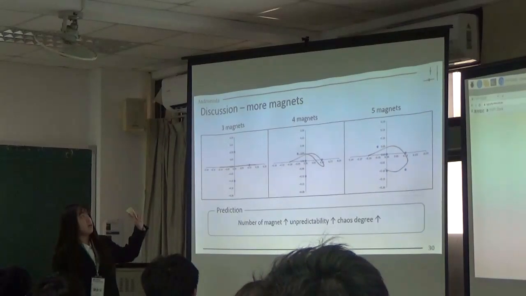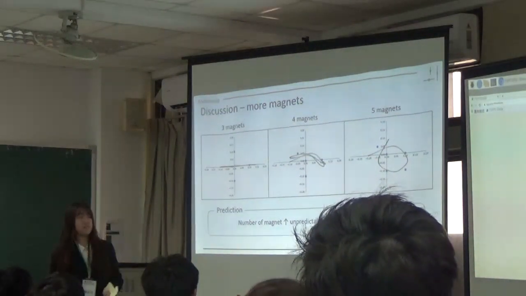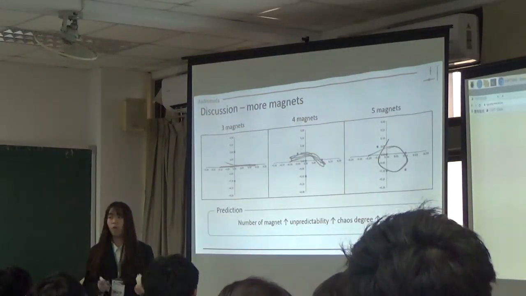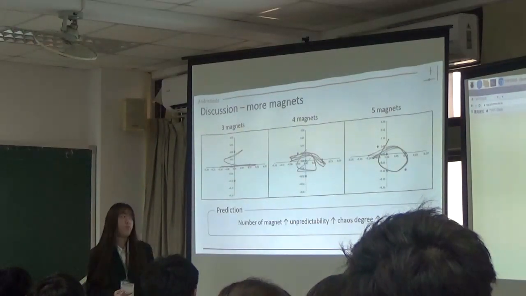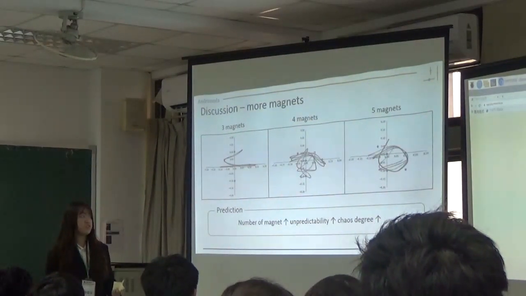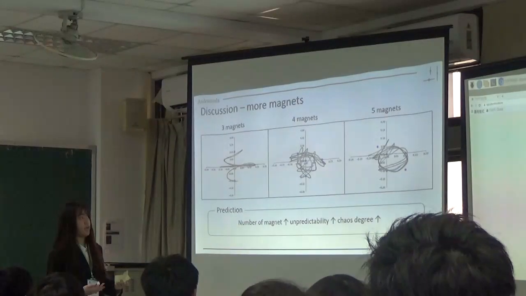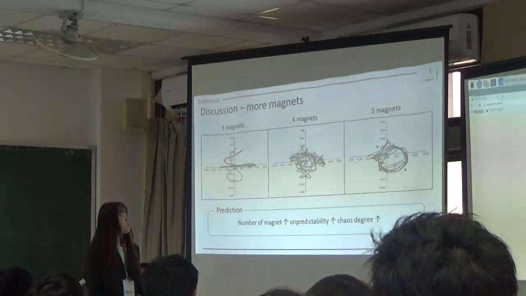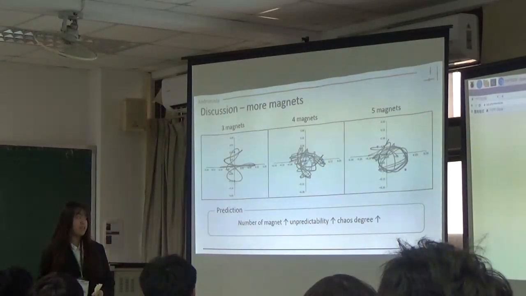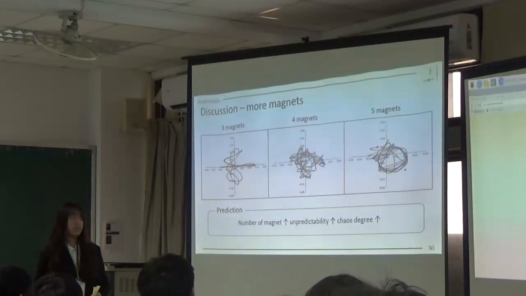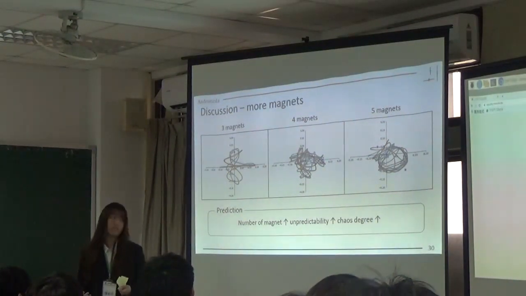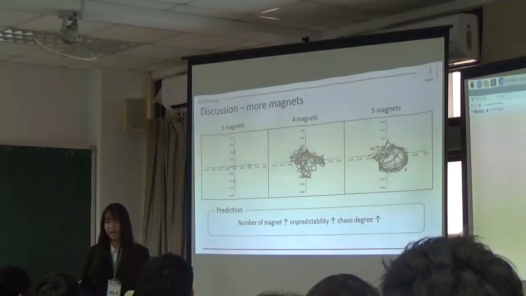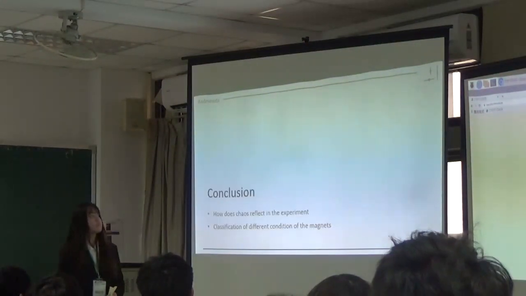And then is the discussion of more magnets, because the problem statement just mentioned 1 or 2 magnets, but didn't mention more magnets. So I really want to know what will happen if we add more magnets on the pen. My prediction is that if the number of magnets increases, the unpredictability will also increase, then the chaos degree will also increase.